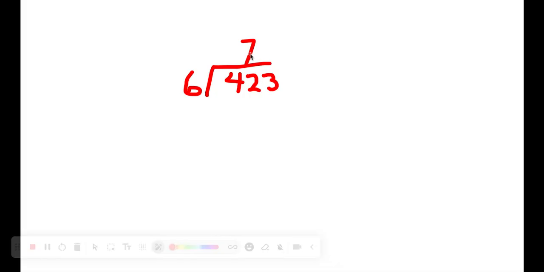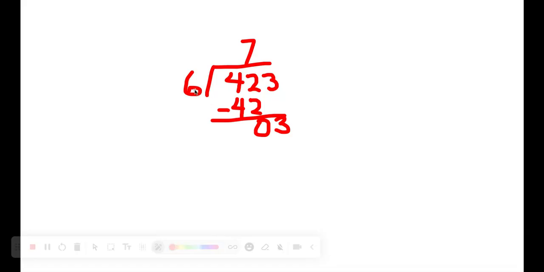Then I multiply. 7 times 6 is 42. I write the 42, and the next step says subtract. So 42 minus 42 is 0. So I put 0, and the next part says bring down. Now the reason why I'm not writing this across is because this is not day 1. We've been doing this for several days, so you should know all the terms.